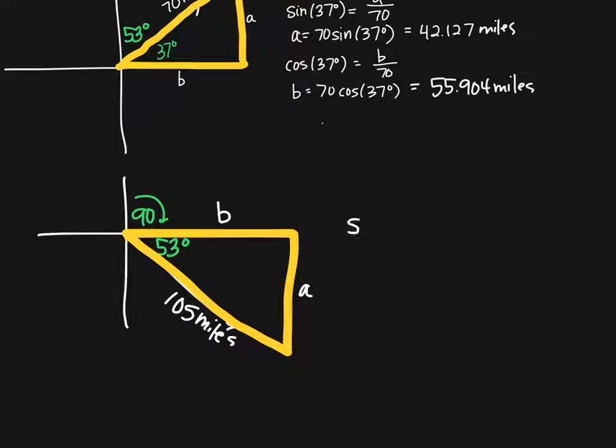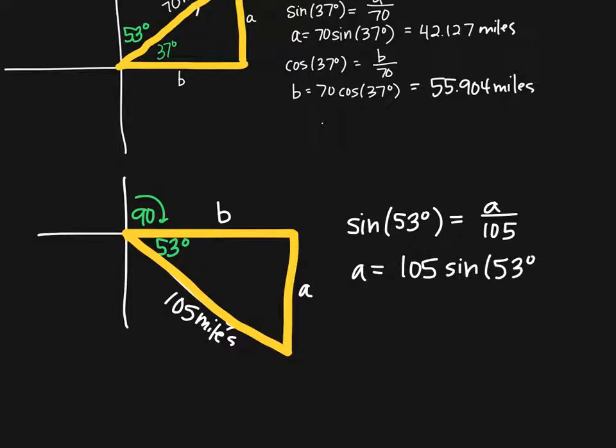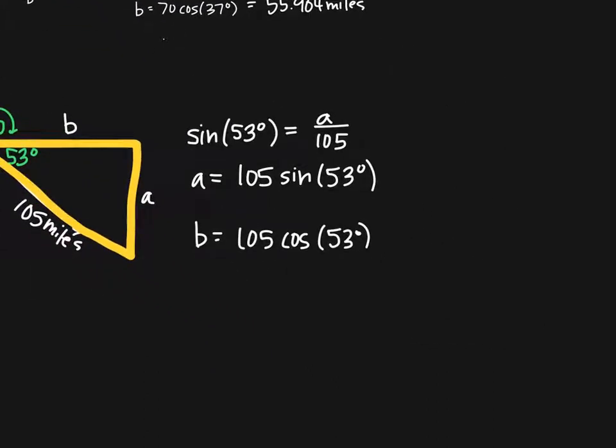Using sine to find A, so sine of 53 degrees, that would be A over 105. So cross multiply, I'll have somebody work on that for me. Okay, sine 53. And then B would be using cosine. So B is going to be 105 cosine 53. All right, and I'll take those values if somebody has it.